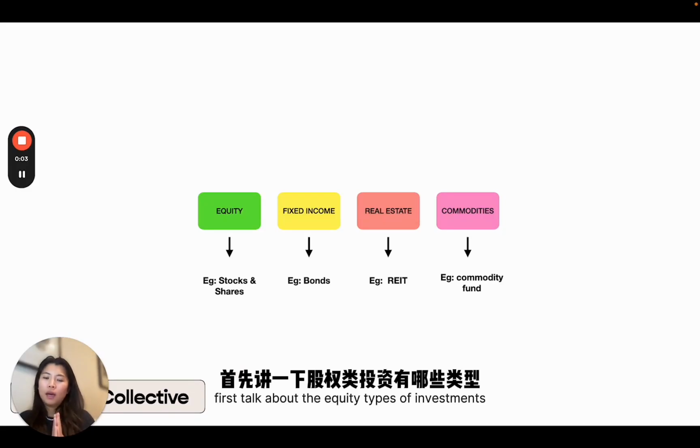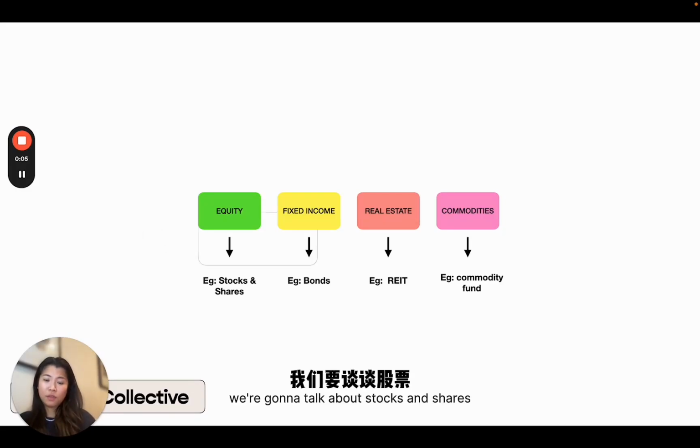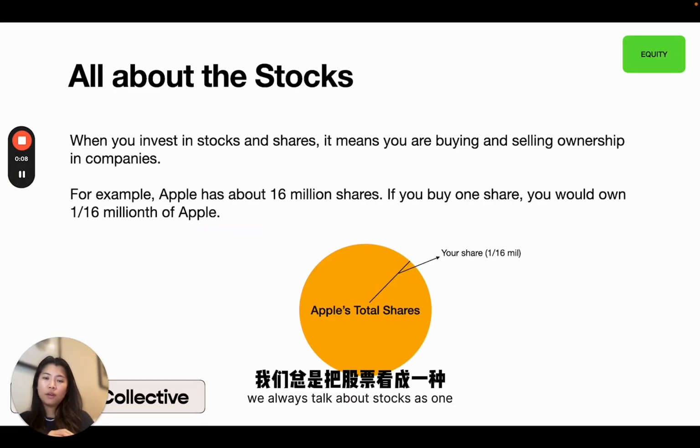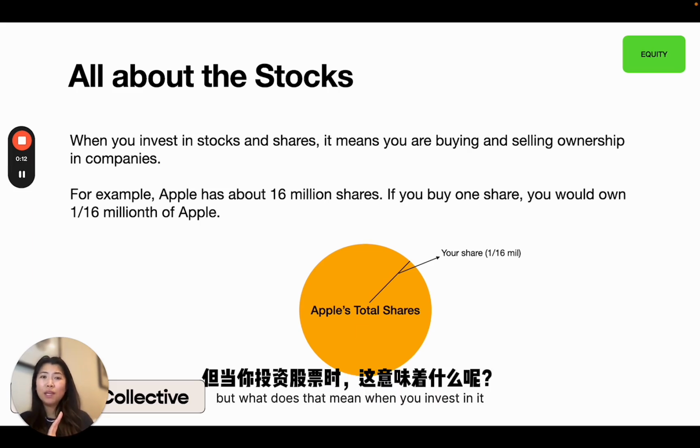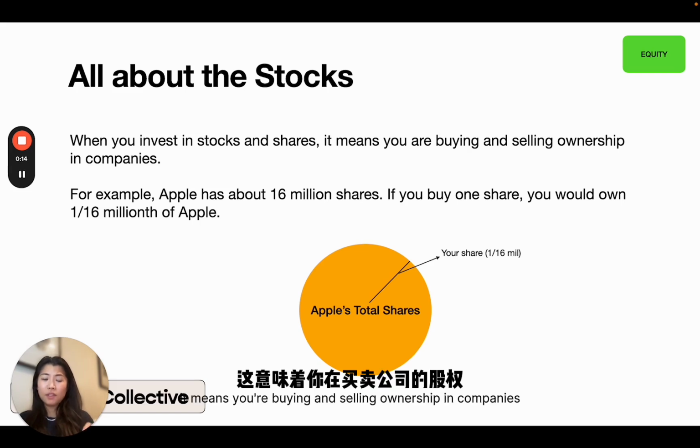First, let's talk about the equity types of investments. We're going to talk about stocks and shares. We always talk about stocks as one of the most common investments, but what does that mean when you invest in it? Well, it means you're buying and selling ownership in companies.